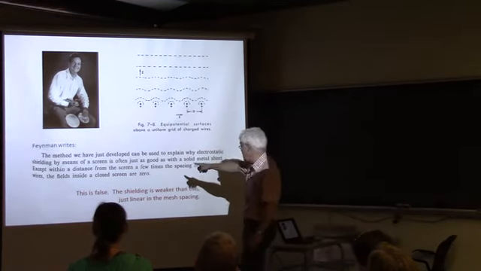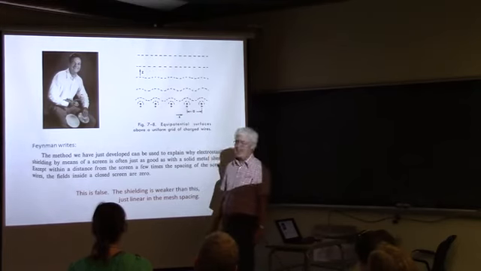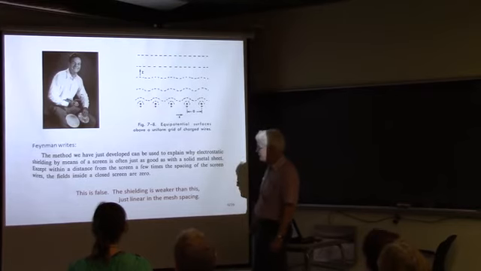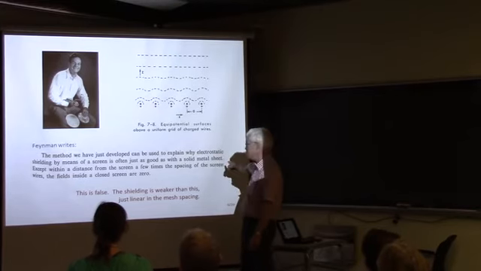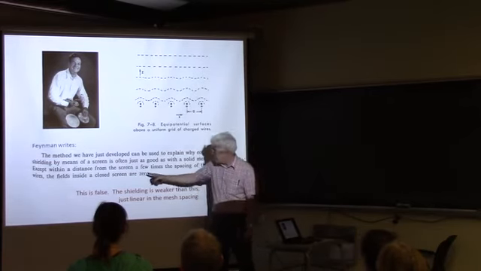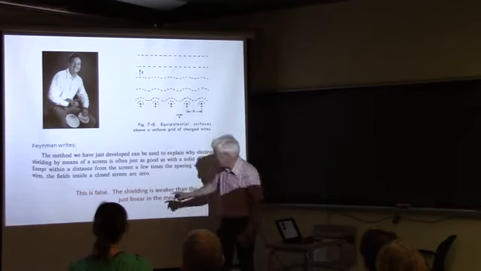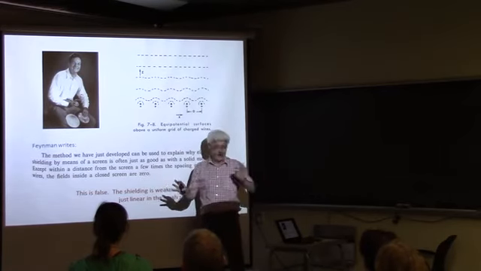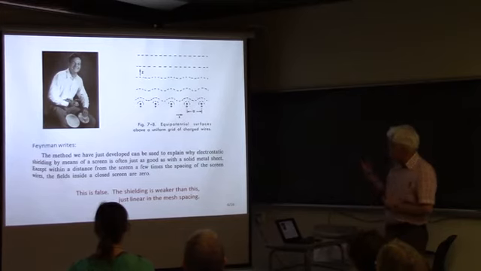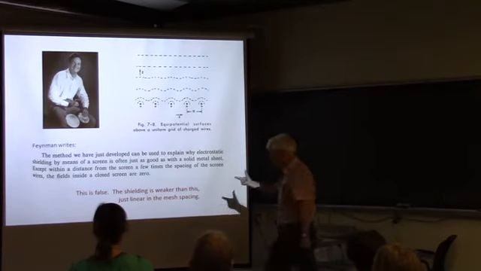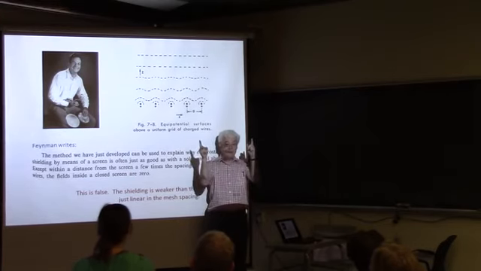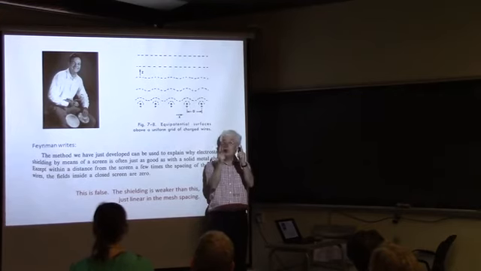He's a physicist, so he says zero, but he means exponentially close to zero. He says, the method we have just developed can be used to explain why electrostatic shielding is often just as good as with a solid metal sheet. Except within a distance from the screen a few times the spacing of the screen wires, the fields inside a closed screen are zero. Well, even if you change zero to extraordinarily close to zero, that's not true. The radius has to be finite, and moreover, there's nothing exponential in it at all. The answer is going to turn out to be linear. If you have the mesh size, the shielding only gets twice as good. Nothing exponential.